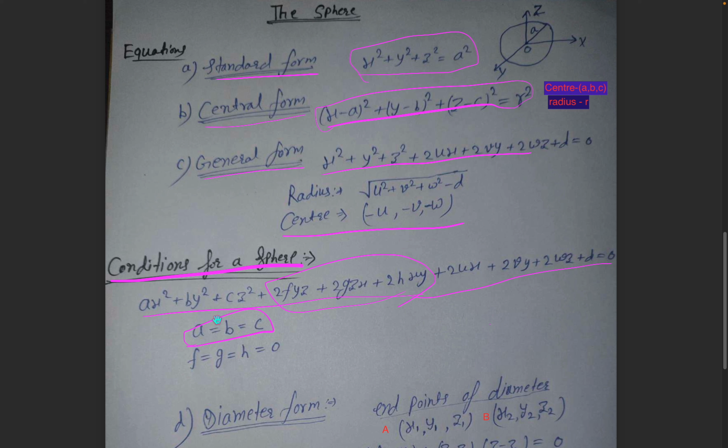Then we can reduce this long equation to this form. a, b, c are equal, so we can take them common, then we can reduce it to this form.